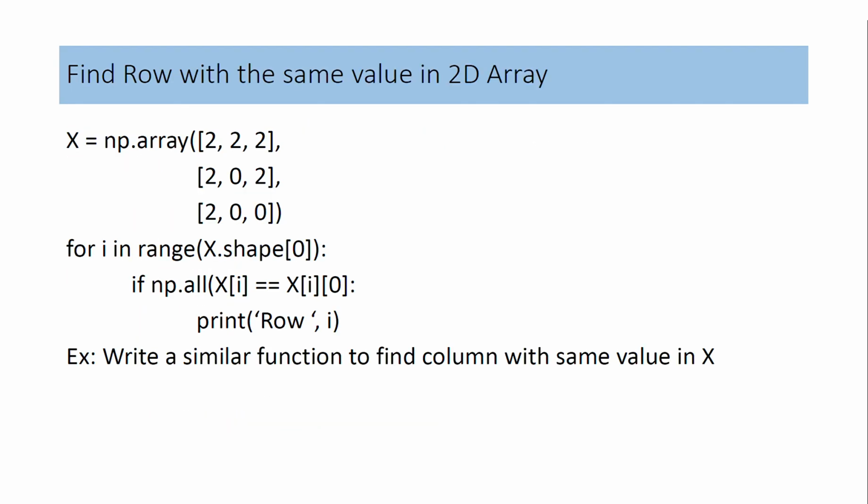To find out rows with the same value in a 2D array, x is equal to np dot array with 222, 202, 200. For i in range x dot shape 0, if np dot all x i equals to, so this is actually to make sure that this and this are equal, and then if it's equal, then it becomes true. So in capital X of i, the column 0 row of i, you print row and i. So now we need to write a similar function to find a column with the same value in X.